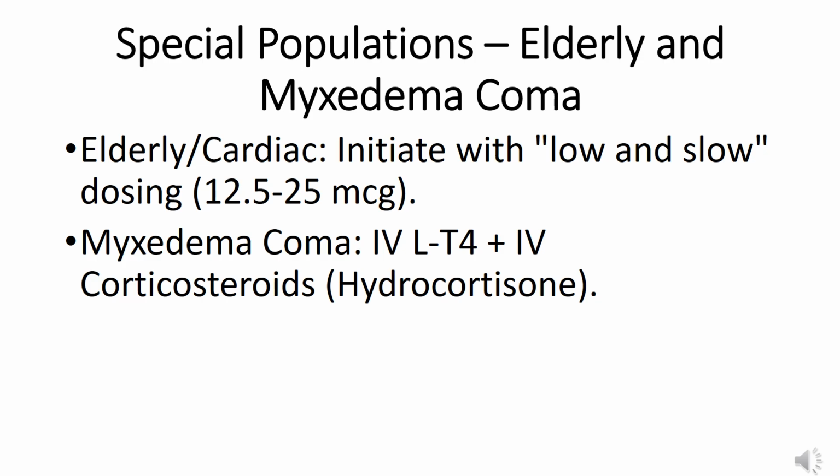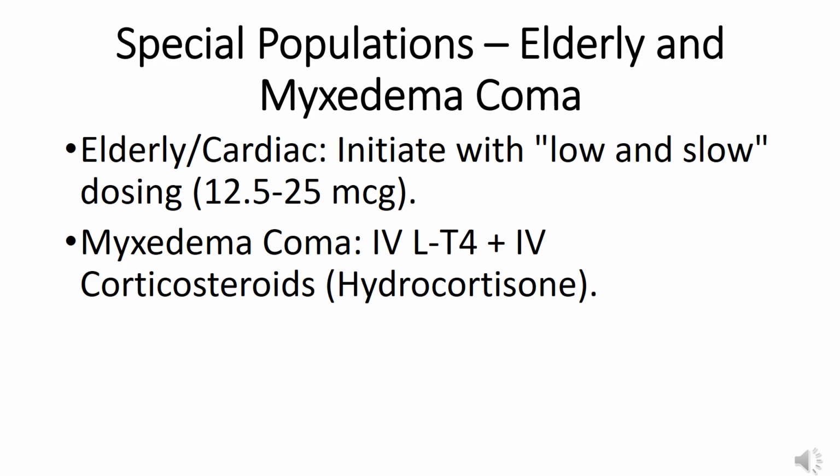Not all patients with hypothyroidism are managed in the same way. Certain populations require special consideration because they are more vulnerable to the effects of thyroid hormone therapy. One important group is elderly patients, particularly those with underlying cardiovascular disease. In younger and otherwise healthy individuals, standard replacement doses may be started relatively quickly. However, this approach can be risky in older adults.